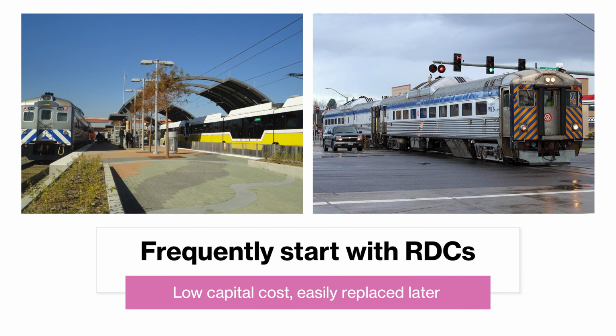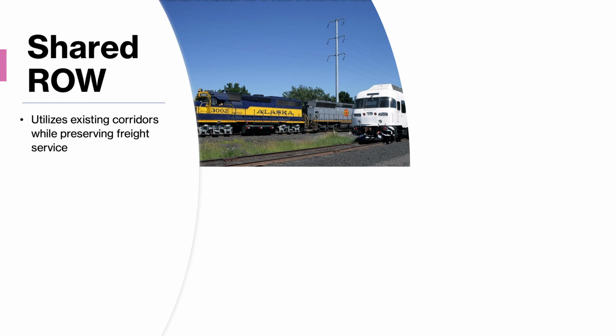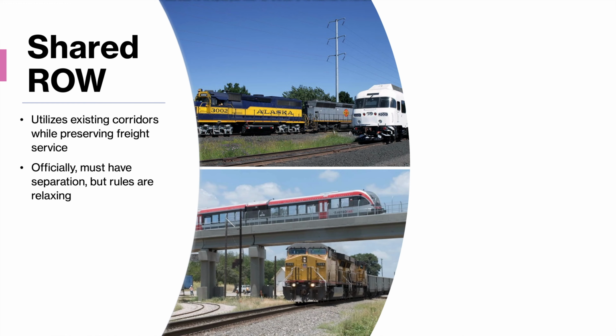Frequently, DMUs start with RDCs. This is to lower the initial capital costs, and then you later replace them with modern vehicles as funding allows. And then this is also done because, as we all know, RDCs are effectively indestructible. DMUs also often usually utilize existing freight rail corridors and share the rights of way while preserving freight service.